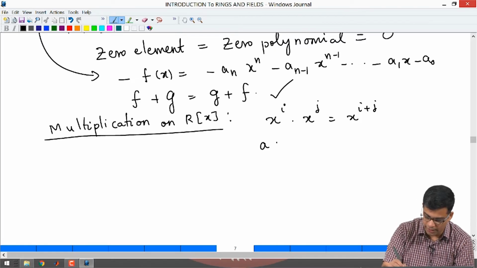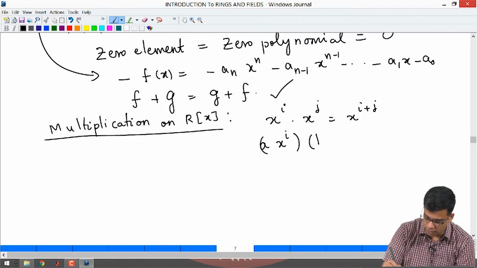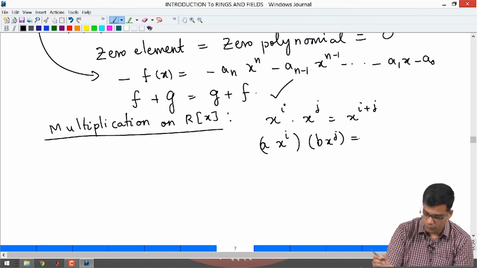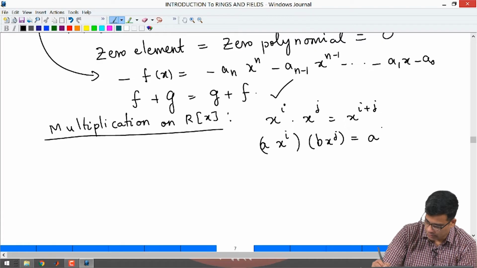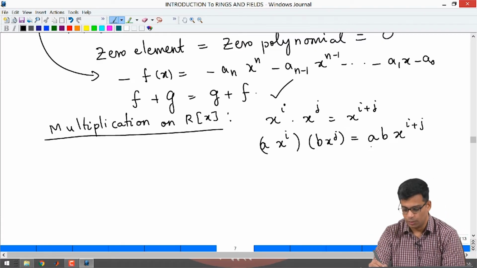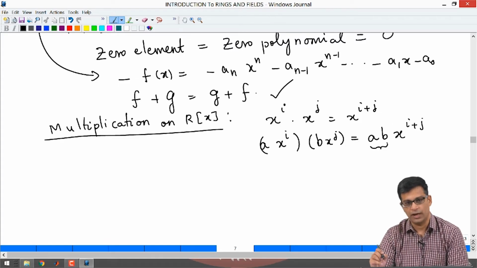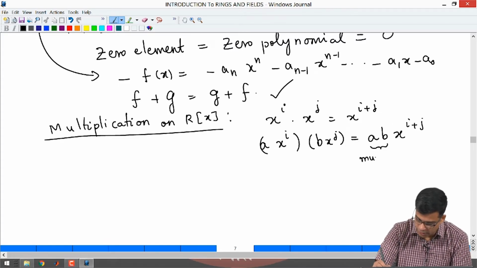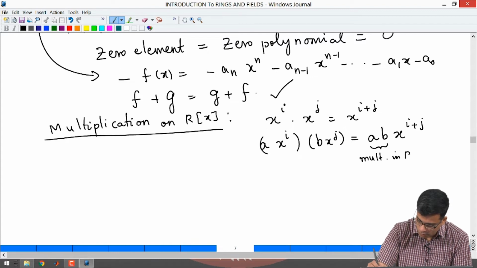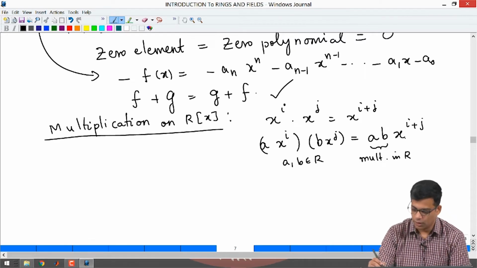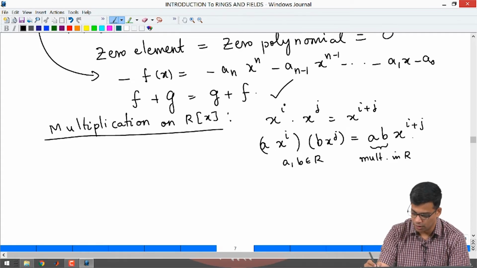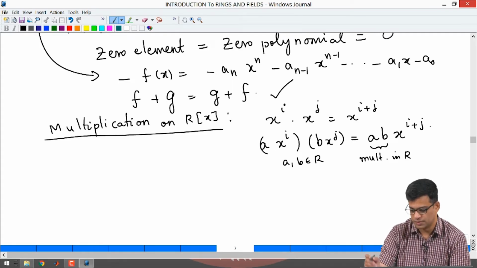On the other hand, if you have a x^i and b x^j, remember a and b are elements of the ring. So, a x^i times b x^j, I will define it to be ab x^(i plus j). Remember ab is actually multiplication in the ring R. So, this is multiplication in R, because a and b are in R, I can multiply them because R is a ring which has multiplication. So, this is multiplication in R and x^i times x^j is x^(i plus j).